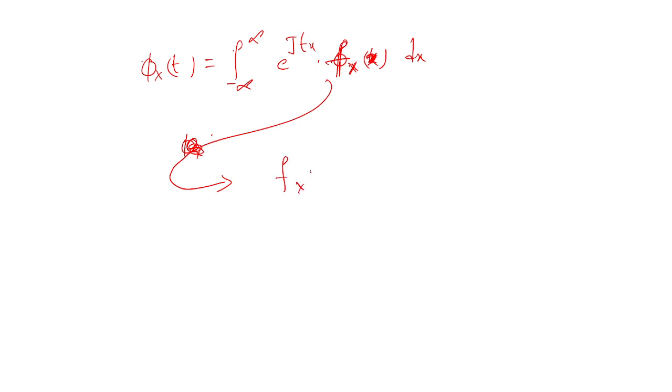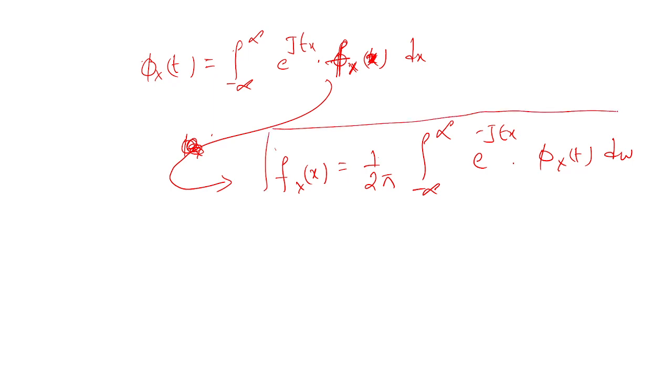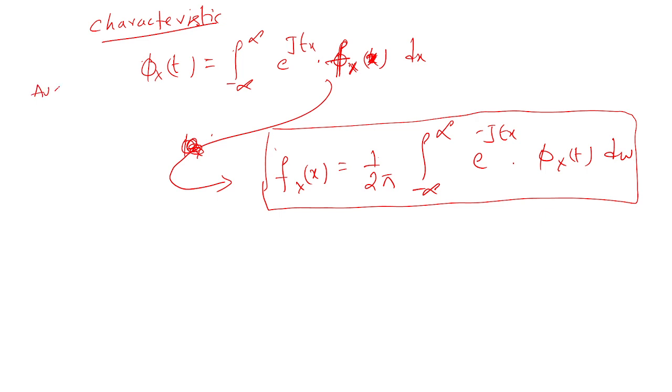The density function f of x is equal to 1 by 2 pi, integral from minus infinity to plus infinity, taking e power jtx to this side as e power minus jtx, multiplied with phi x of t, with respect to omega. So this is the density function. From the characteristic function we can find the density function. Finally, it is also an averaging process for a special case, and from that we can find the density function also.